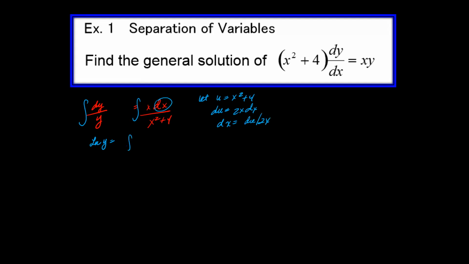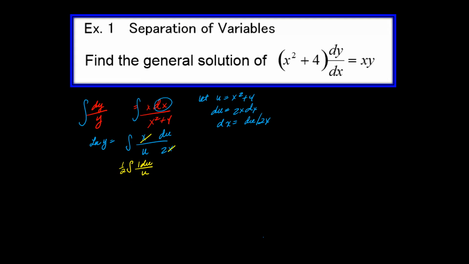So let's go ahead and replace this. I have x on top over u for x squared plus 4, replacing the dx with du over 2x, and that's perfect because my x cancels, and then I have this rewritten as the integral of 1 over 2 du over u. So that looks like it's going to be an ln u as well.